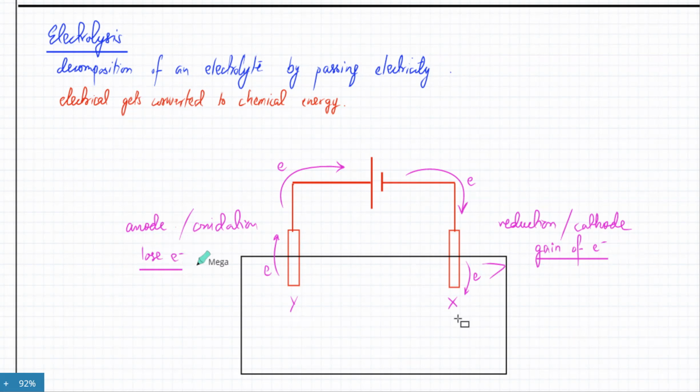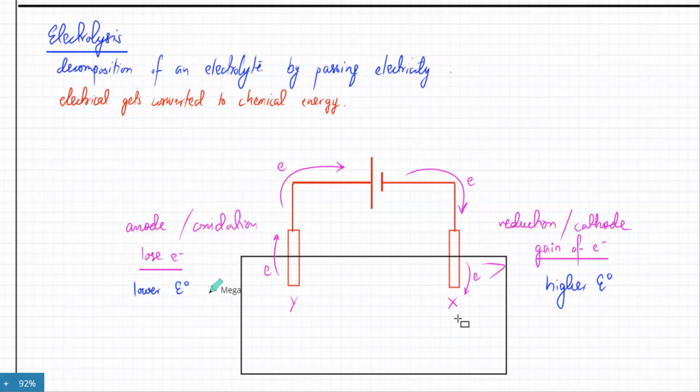So according to what we have studied so far, who gains electrons? The one that has a high E naught. That is the one that gains electrons. And who likes to lose electrons? The one that has a lower E naught.